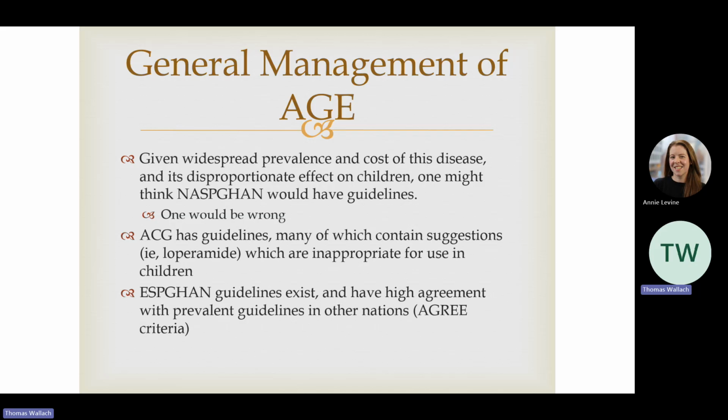The American College, which is for adult GI, does have some guidelines. Some of those guidelines are actually contraindicated in kids. You should not give kids loperamide. Does anybody know why? No, the opioid part doesn't get in the brain. It deals with the motility, and it does decrease the motility and it does cause stasis.